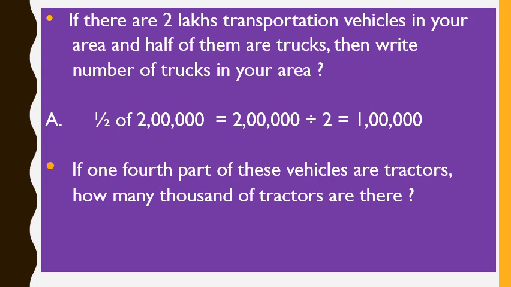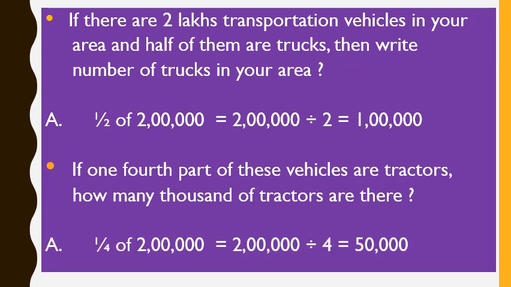Now next question. If 1/4 of these vehicles are tractors, then how many thousand tractors are there? So out of 2 lakh, if 1/4 of the vehicles are tractors, then 1/4 of 2 lakh is 2 lakh divided by 4, which is 50,000.